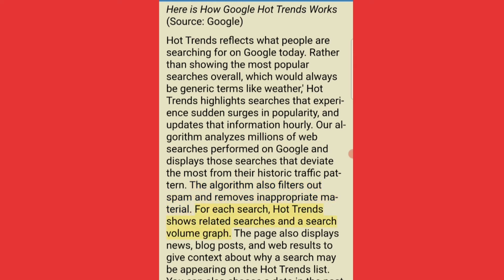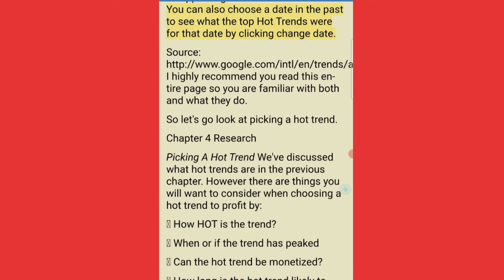For each search, Hot Trends shows related searches and a search volume graph. The page also displays news, blog posts, and web results to give context about why a search may be appearing on the Hot Trends list. You can also choose a date in the past to see what the top hot trends were for that date by clicking Change Date. Source: I highly recommend you read this entire page so you are familiar with both and what they do. So let's go look at picking a hot trend.